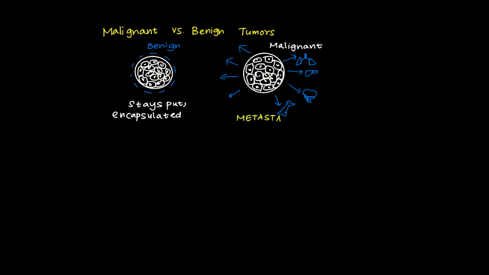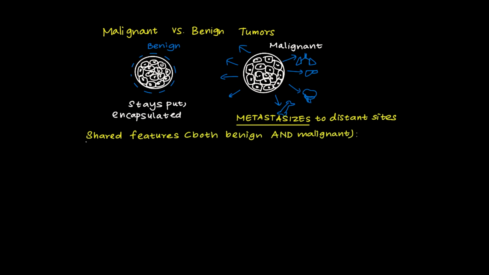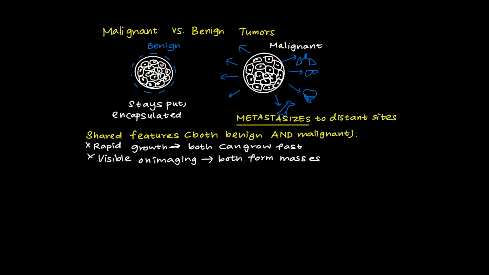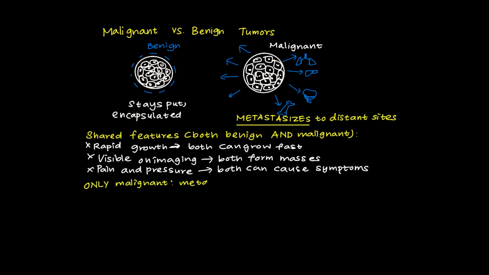But it won't metastasize. Rapid growth happens in both malignant and benign tumours, so speed of growth alone doesn't tell you which one you're dealing with. Both types form visible masses on imaging. A CT scan can show you a mass, but it can't tell you whether that mass will metastasize. That's why biopsy is needed. And both benign and malignant tumours can cause symptoms like pain and pressure, especially when they grow large enough to compress nearby structures.